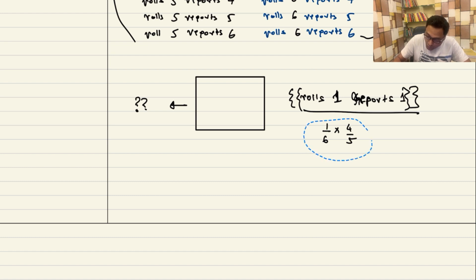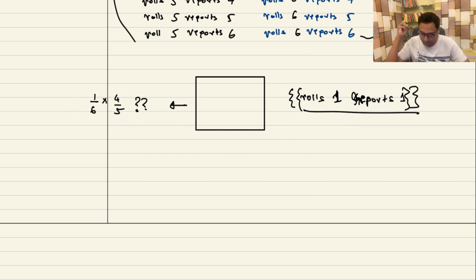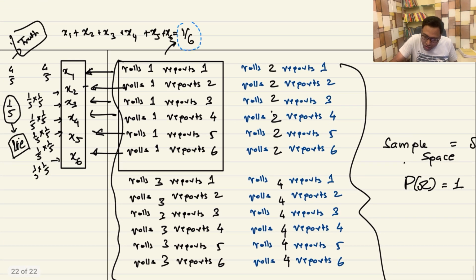That's the output: 1/6 times 4/5. The only goal, so be very careful about what's happening here, is to assign numbers to each of those singleton events such that they add up to 1. And you have to do it judiciously. So each block should add up to 1/6.